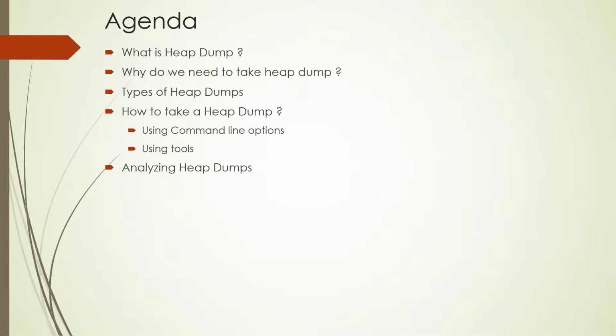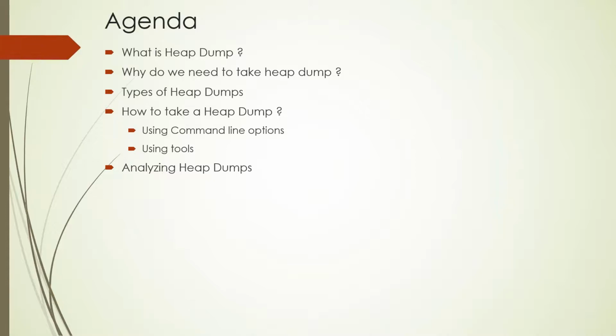So first we'll understand what is heap dump, then why do we need to take heap dumps. Then there are different types of heap dumps, so what are the different types that are right now available in the market? Then we will see how we take a heap dump, again on the same lines that we discussed for thread dump, using some command line options and using the tools. And the last topic would be analyzing the heap dump. This is a slightly larger topic, so we will discuss it in the next session. So today we will cover the first four topics.